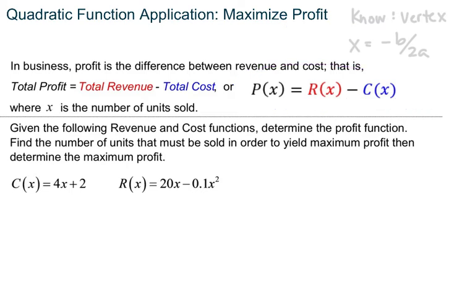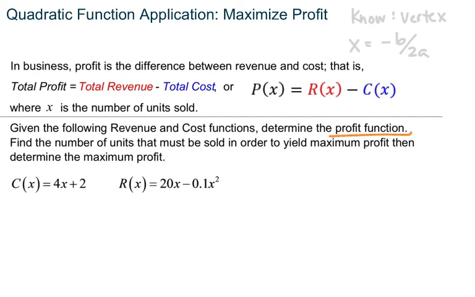So our word problem here says we are given a revenue and a cost function. C(x) will be cost, R(x) will be revenue. First, we need to determine the profit function, and then we'll need to find the number of units that must be sold in order to yield maximum profit, as well as determine that maximum profit.